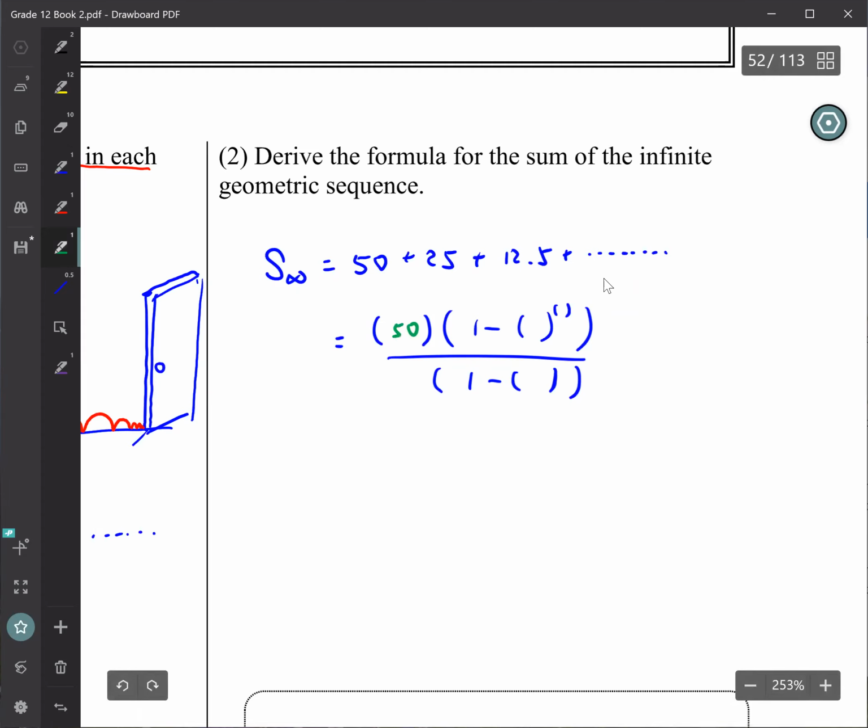So 50. The ratio, what's the ratio here, Cindy? 1/2. Yes, 1/2. And then the n is the number of terms, which we don't know, and then over 1 minus r. Can you raise your hand if you got to this point?